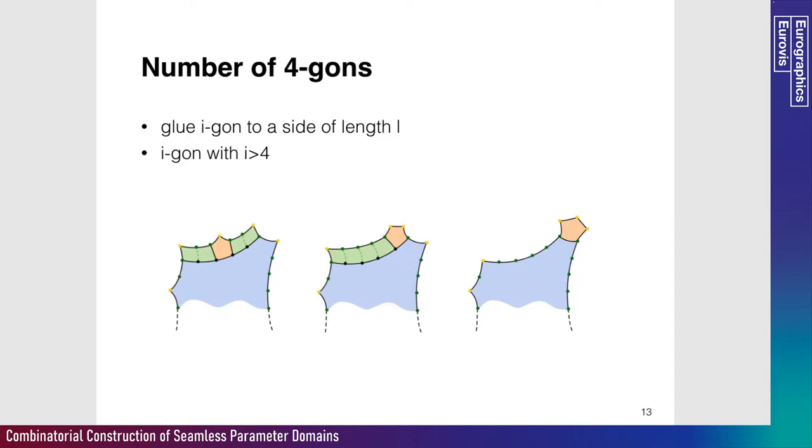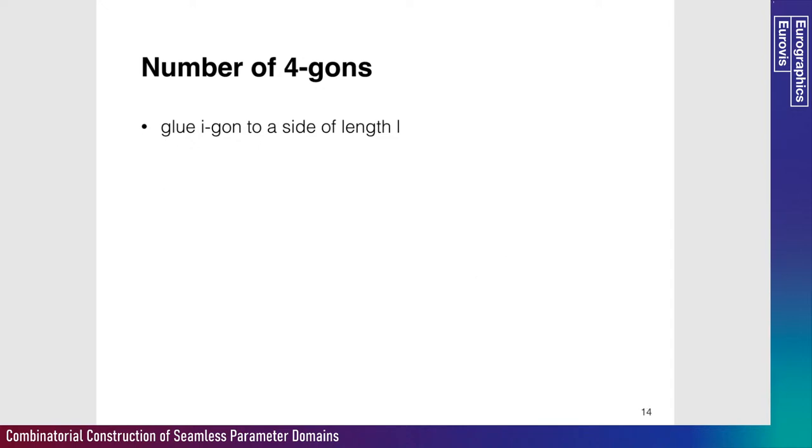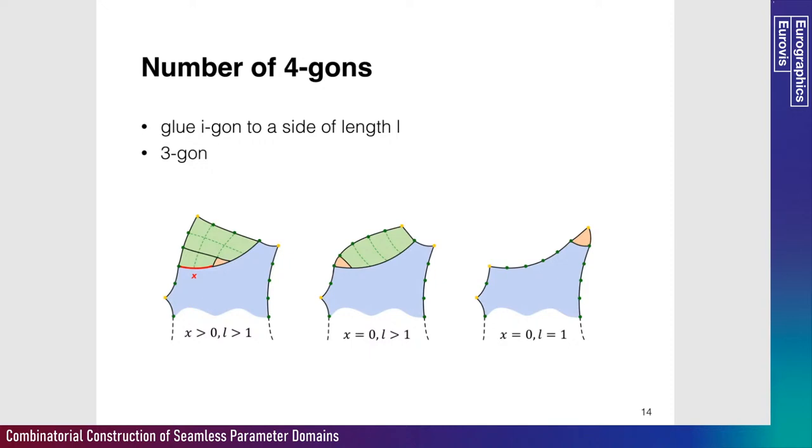As an interesting side note, we notice that the number of 4-gons needed for fill-up depends on where we actually glue the next i-gon. Here we show how we count the number of 4-gons under different situations. Let the length of the glued metapolygon side be L. If i is larger than 4, the number of 4-gons is always L minus 1. When we need to glue a 3-gon, let x imply where the i-gon is glued. Then the number of 4-gons can be computed by such a formulation.